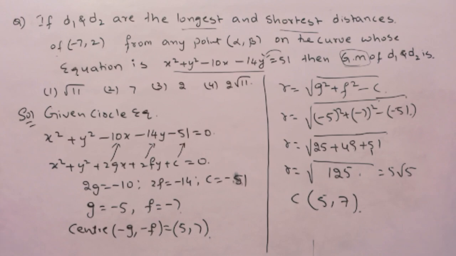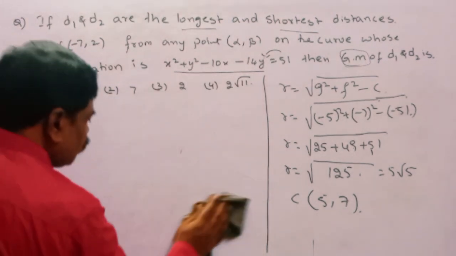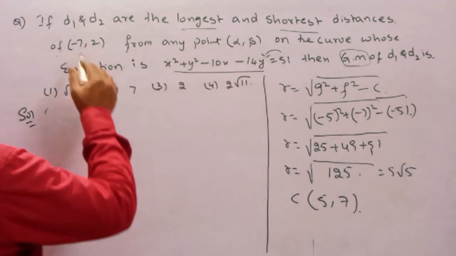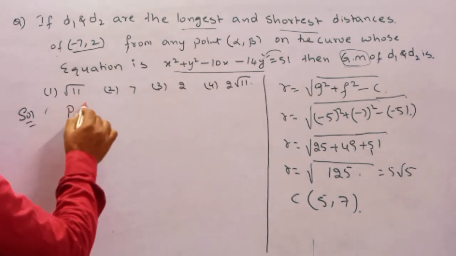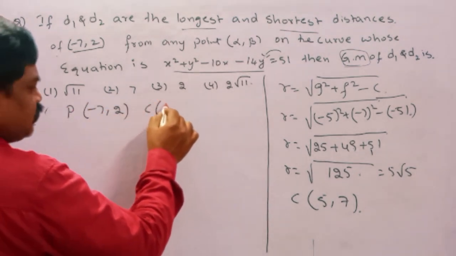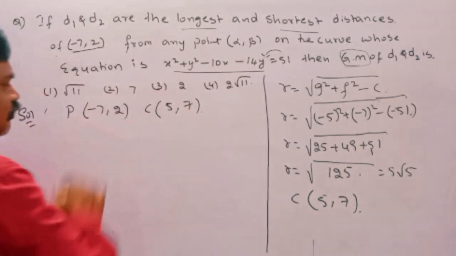Then after that we have to find the shortest distance and longest distance from the point P (−7, 2) and the center of the circle (5, 7).